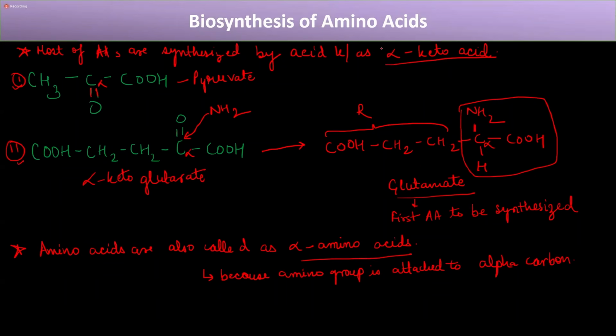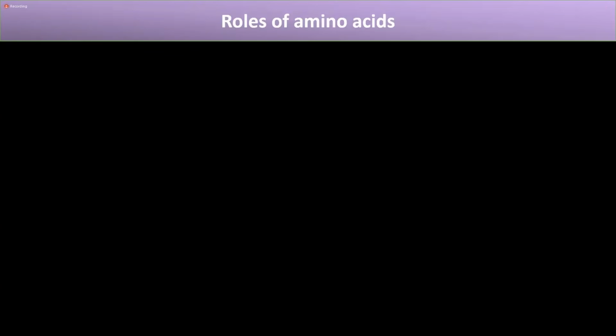The important part is that most of the amino acids are synthesized from alpha keto acids. Now we will see the role of amino acids. The first role, which we all know, is that it is the building block of proteins. Proteins are synthesized from amino acids, right?